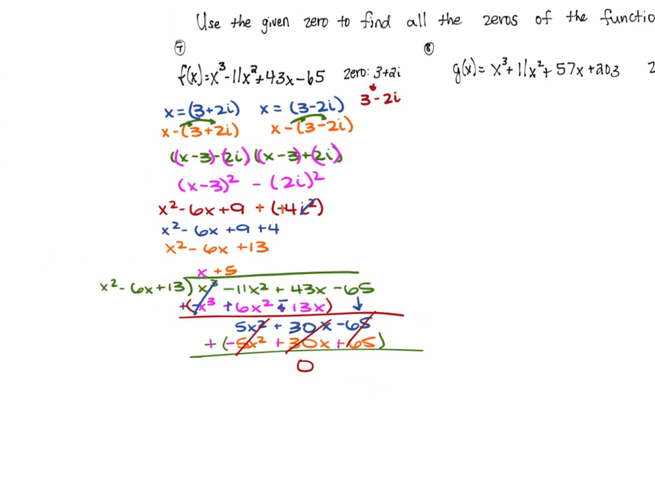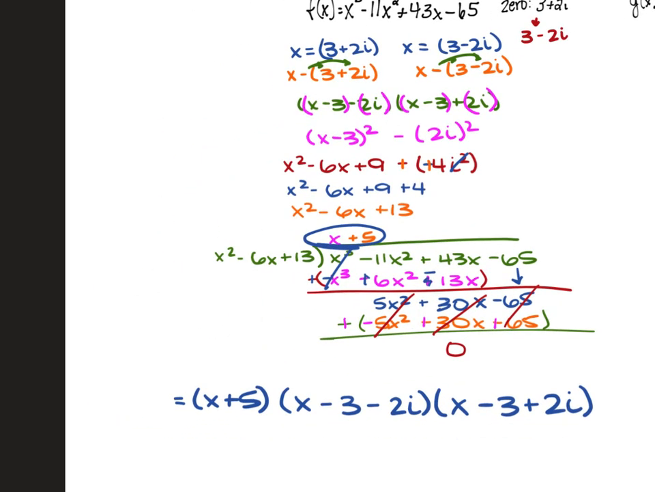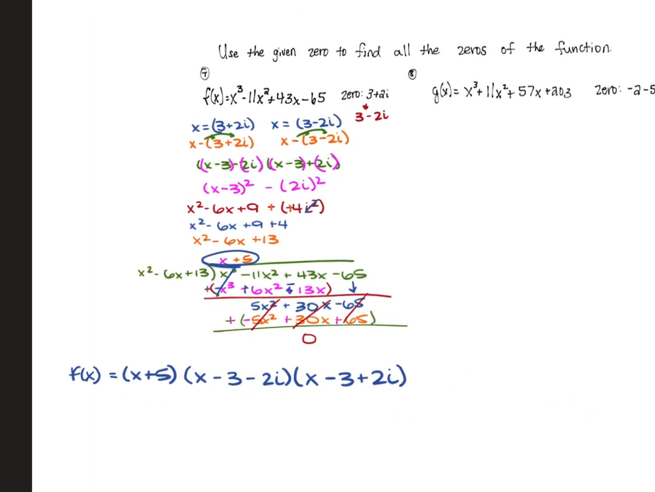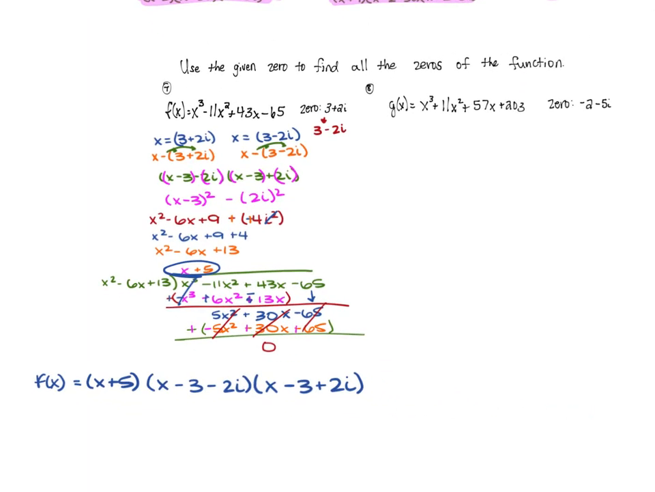So now put all of this together. You have this x plus 5. You had the 2 that you multiplied in order to get the x squared minus 6x plus 13 as the x minus 3 minus 2i, as well as the x minus 3 plus 2i. We set this equal to f of x, and then we're done. So with this, you have to find all of the zeros.